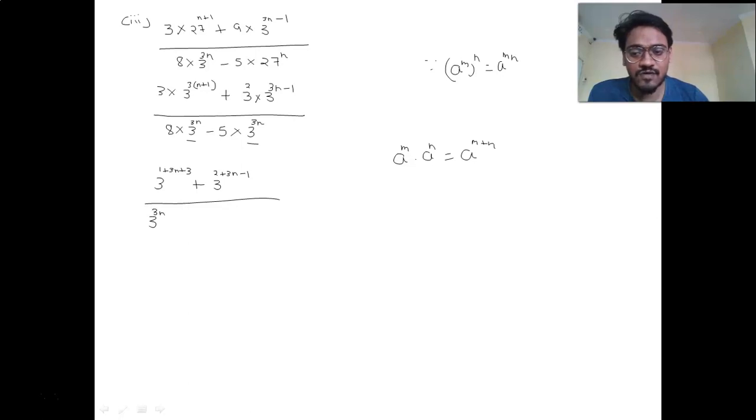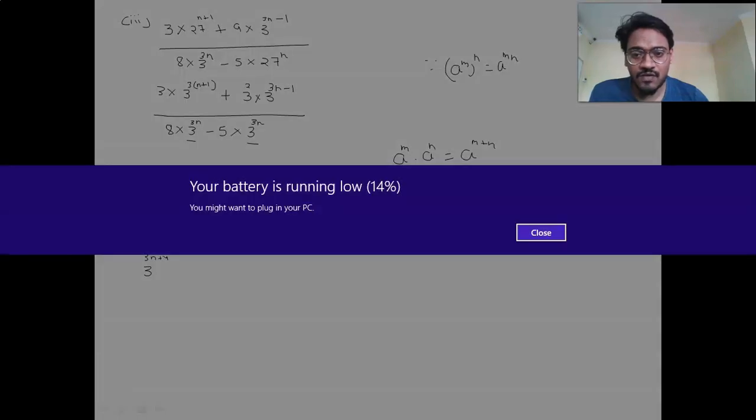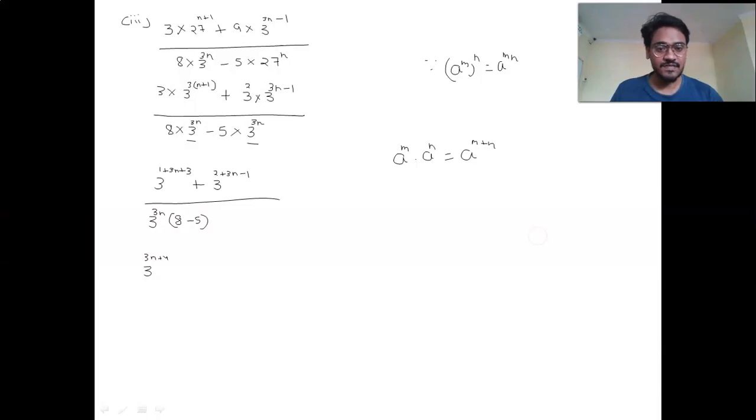मैं इसको 3 raised to the power 3n को कॉमन ले लेता हूँ, तो यहाँ तो बचेगा 8 और वहां बचेगा माइनस का 5. ठीक है, चलिए न्यूमरेटर पे आते हैं वापस. In the numerator it is 3 raised to the power 3n plus 1 plus 3, so it is 3 raised to the power 3n plus 4. Okay, and it's 3 raised to the power 3n. 2 minus 1 is plus 1. Okay, and in the denominator, if you observe, it's 3 raised to the power 3n into 3.